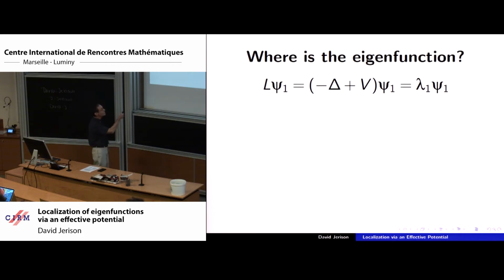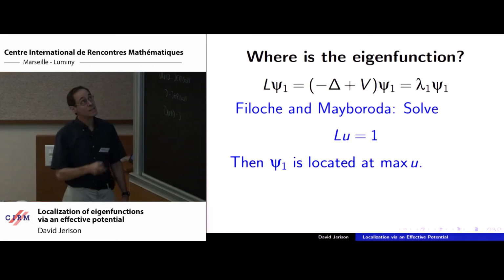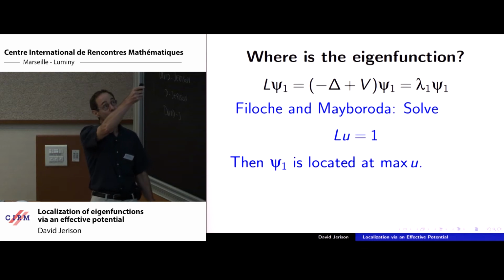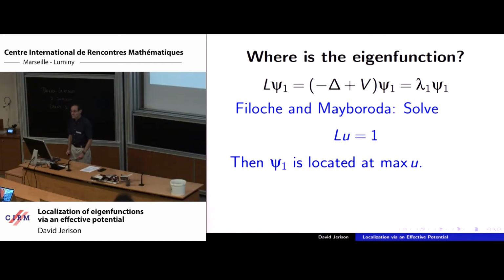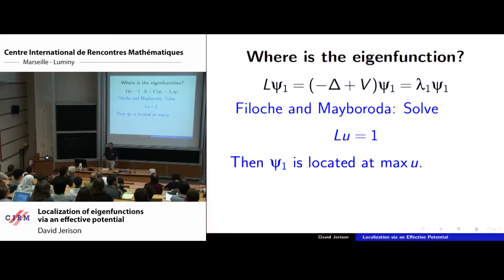And this question was answered in a certain sense by Marcel and Svitlana, Filoche and Mayboroda. You solve an auxiliary equation, LU equals 1, which means that you essentially put uniform pressure on the whole business, and the place where it vibrates most, the place which responds the most, the largest response, is the place where that eigenfunction is going to be. Okay?